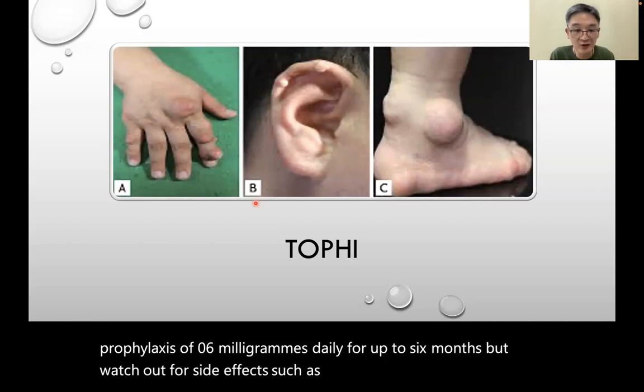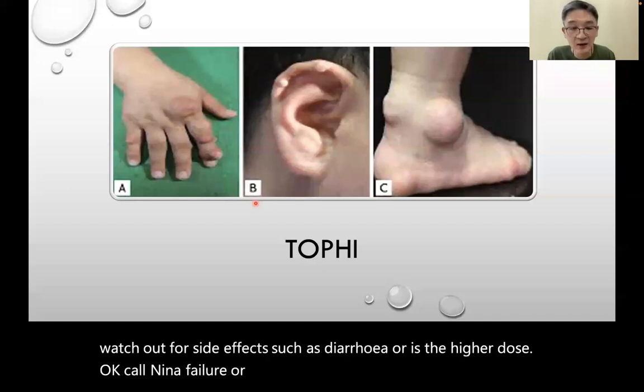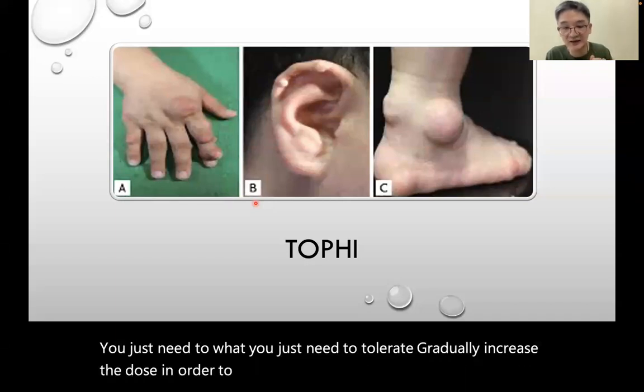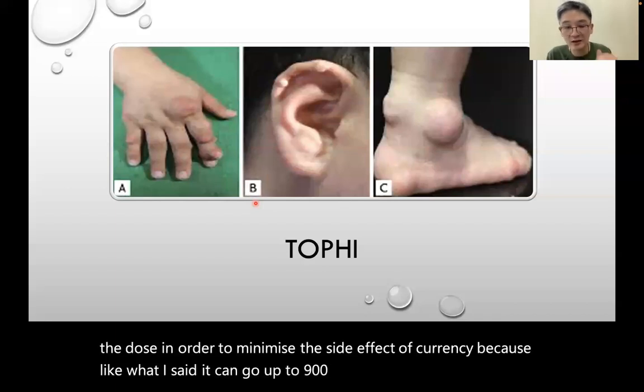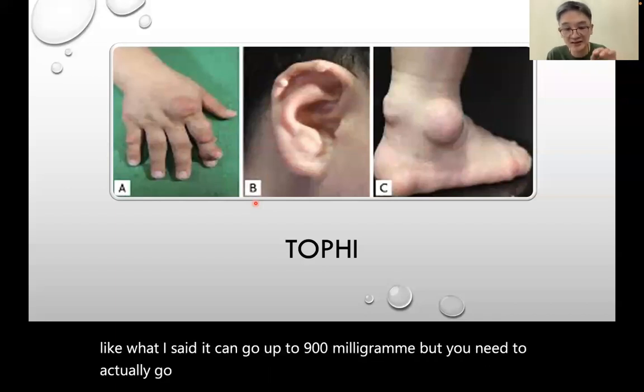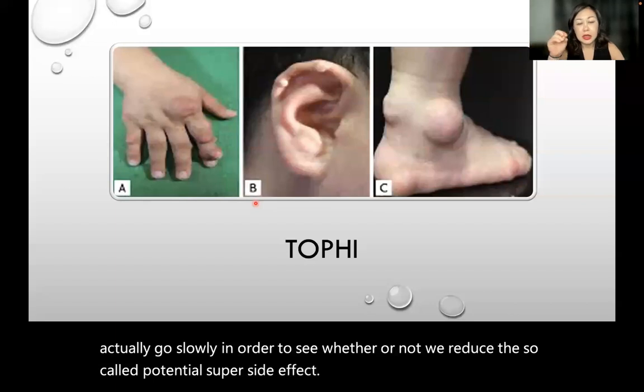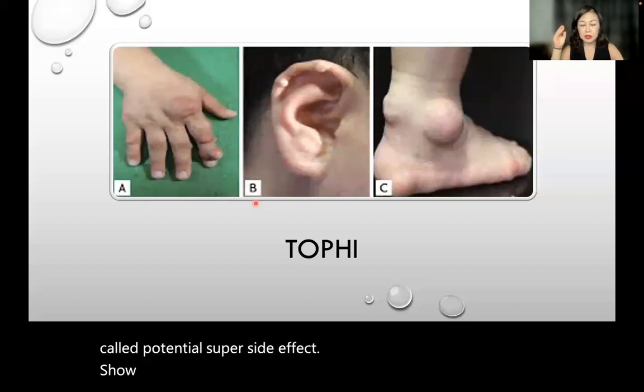What is the higher dose allopurinol in chronic renal failure? Okay, chronic renal failure or end-stage renal failure, there's no higher dose. You just need to gradually increase the dose in order to minimize the side effect occurrence. Because like what I said, it can go up to 900 milligram, but you need to actually go slowly in order to see whether or not we reduce the potential side effect. Okay, wait, hold on. Can I ask whether the effect is with losartan or is it with any ARB? No, it's only on losartan.